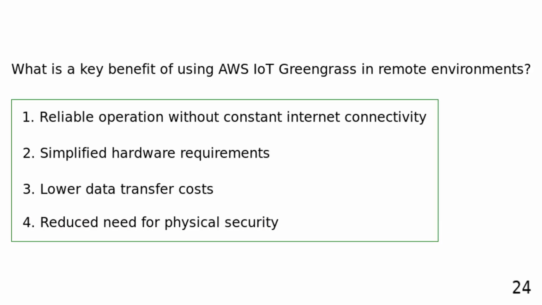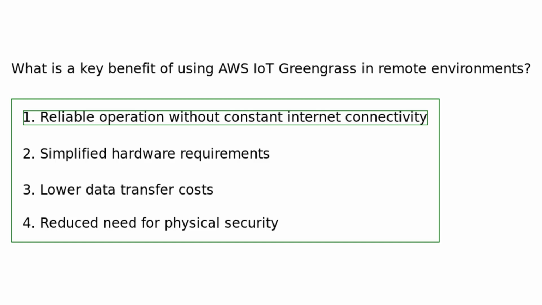What is a key benefit of using AWS IoT Greengrass in remote environments? Reliable operation without constant internet connectivity. Simplified hardware requirements. Lower data transfer costs. Reduced need for physical security. Greengrass enables reliable operation of IoT devices without the need for constant internet connectivity, crucial for remote environments.